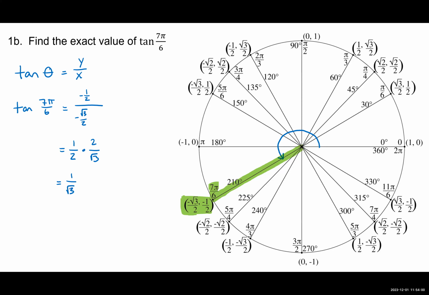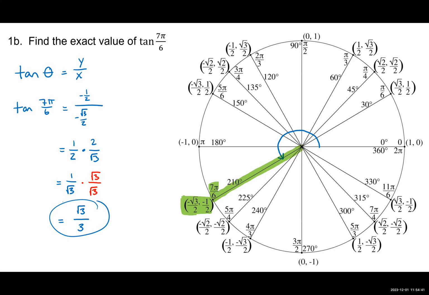We don't want to leave a square root in the denominator, so we're going to go ahead and rationalize this guy. So we'll multiply top and bottom by the square root of 3. Now what that does is it gives us the square root of 9 on the bottom. And the square root of 9 is 3. And then on top, 1 times the square root of 3 is the square root of 3. Okay, so the tangent of 7 pi over 6 is the square root of 3 over 3.